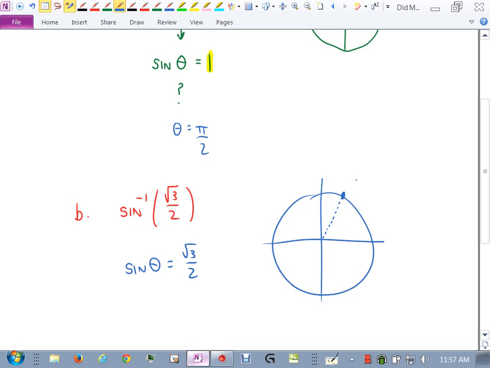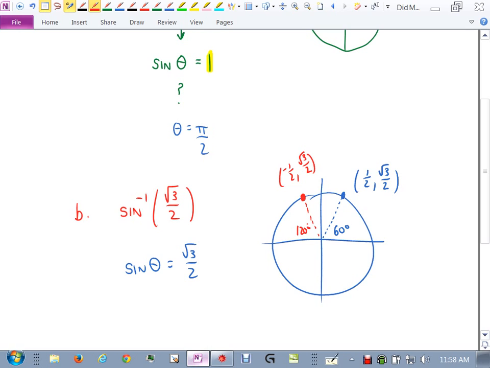60 degrees, right? It's actually (1/2, root 3 over 2). That's at 60 degrees. Is that the only place on the unit circle where your y coordinate is root 3 over 2? No, there's another one. It's over here, at (negative 1/2, root 3 over 2). What angle is that? 120? So which is the answer? Both?